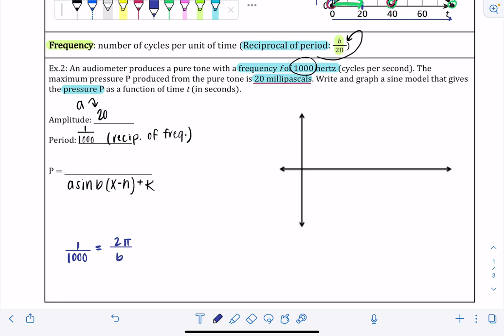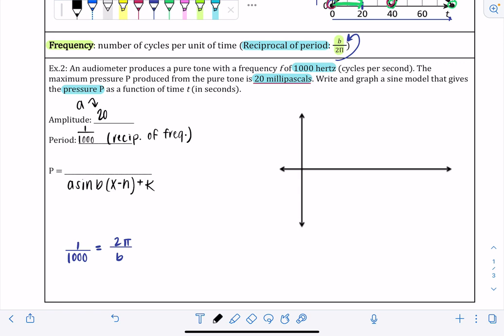Alternatively, you could also take the frequency up here, 1,000, and set that equal to the formula for frequency to solve for b. It works the same exact way. We're just plugging in the reciprocal or the original. It doesn't matter. We'll both end up with the same exact b.